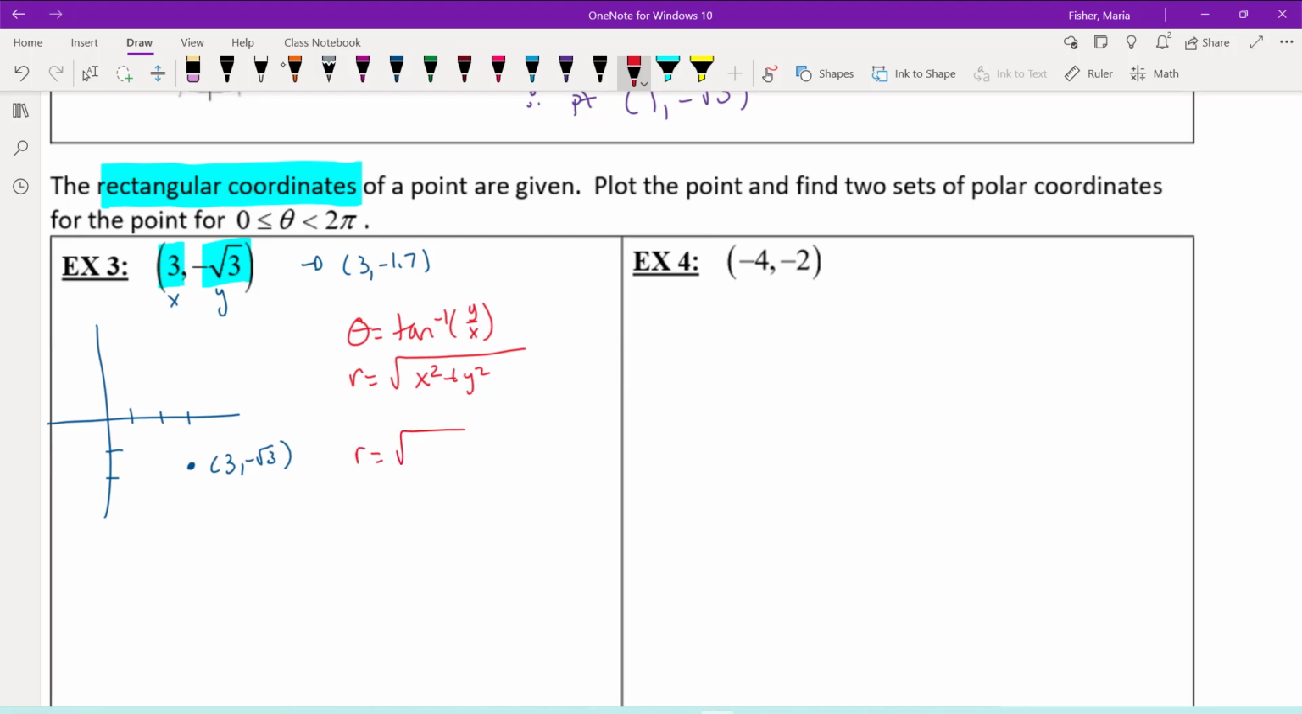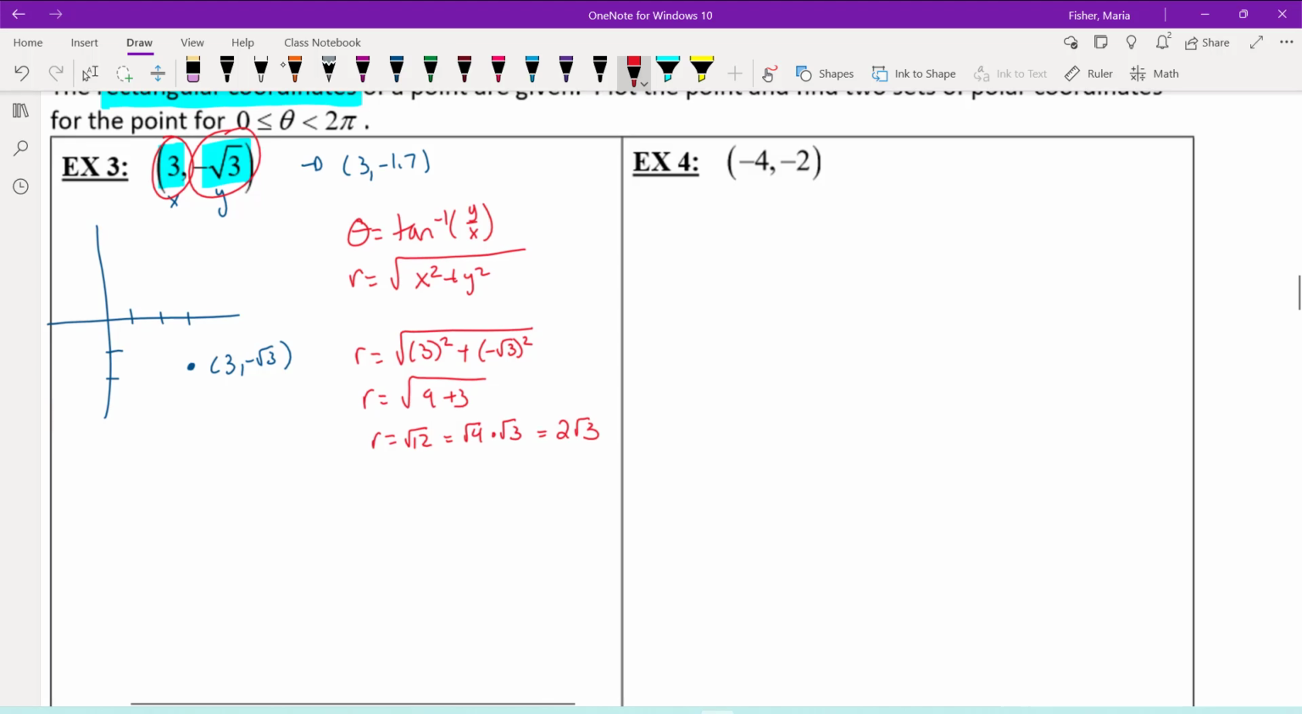R is going to equal the square root of 3 squared plus negative square root of 3 squared. R is equal to 9 plus 3, or the square root of 12. Well, the square root of 12 is really the square root of 4 times the square root of 3, so r is going to equal 2 square roots of 3. Now I need to find theta.